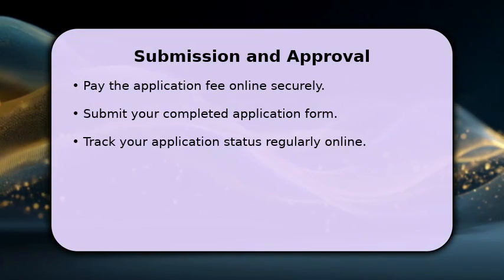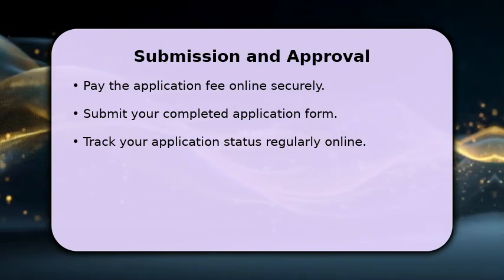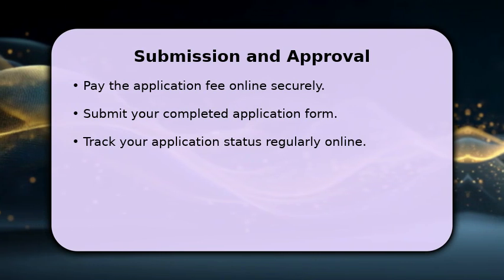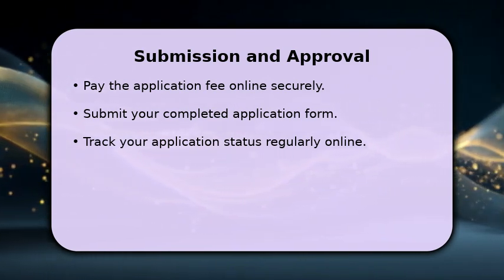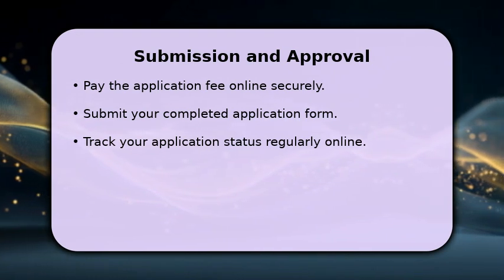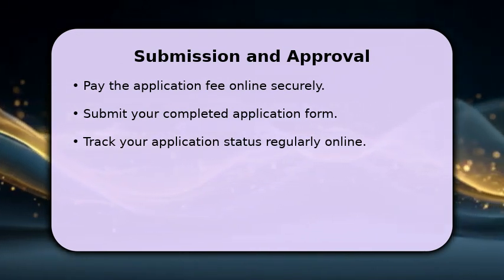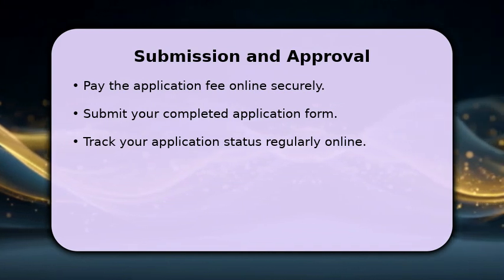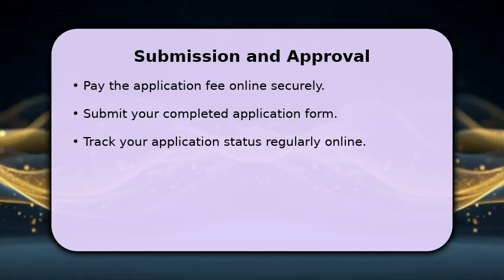After completing the form and uploading documents, proceed to pay the application fee online. Once payment is confirmed, submit your application. You can then track its status through the portal using your application number. Upon successful verification and approval, your trade license will be issued, allowing you to operate your business legally.